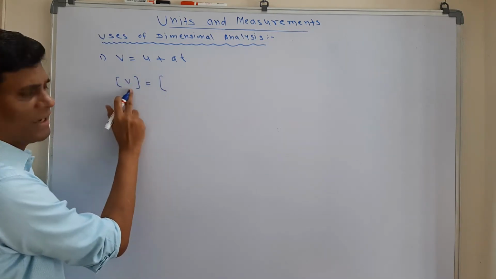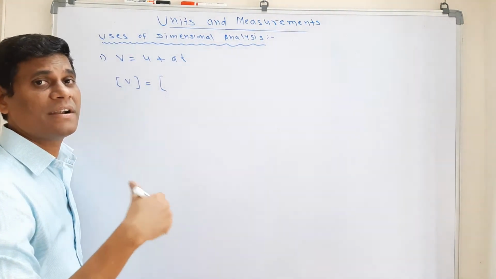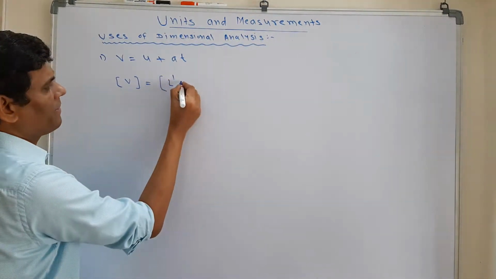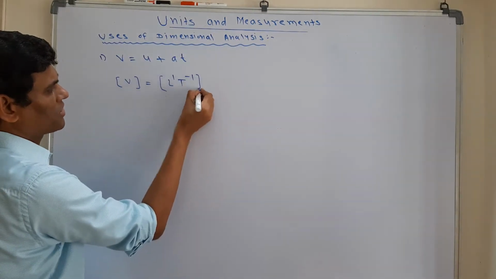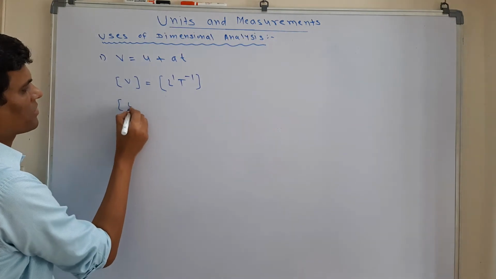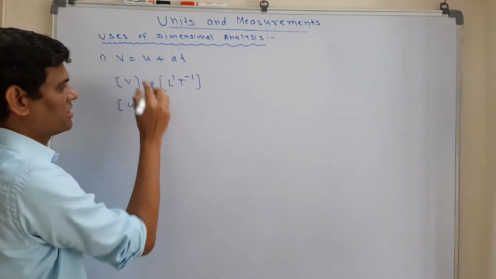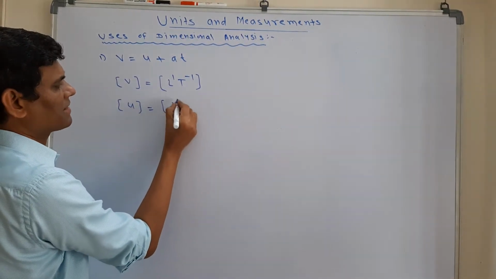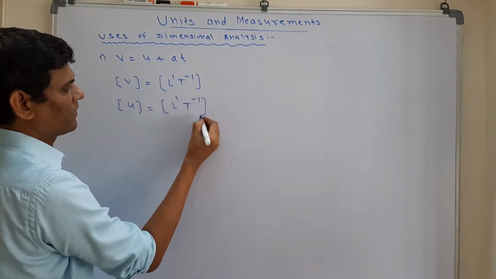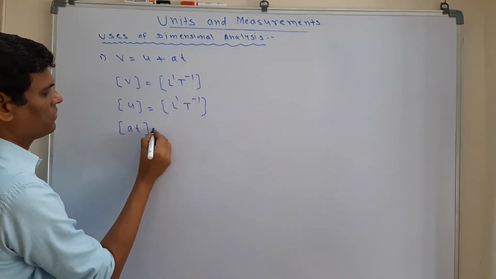What is the dimension of V? As I said in the first lecture itself, you need to learn all dimensions by heart. L1 T minus 1. Fine. U, this is also velocity. This is final velocity, this is initial velocity, but the dimension is the same, that is L1 T minus 1. Third term, a into t, that is acceleration into time.